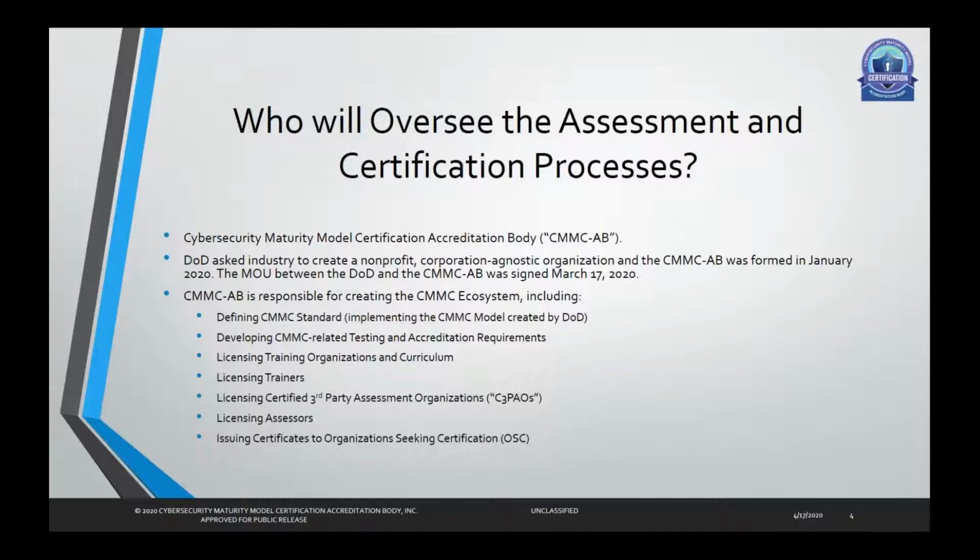So the AB is responsible for creating this ecosystem, and you can see some of the things we're responsible for, and Katie alluded to some of those things. It's licensing trainers, training the trainers, training and licensing the 3PAOs, issuing certificates. This new term's coming out, organizations seeking certification, OSC. Many of you here are organizations that are going to be seeking certification. And the AB overall is all about the process of fielding the model into the field.